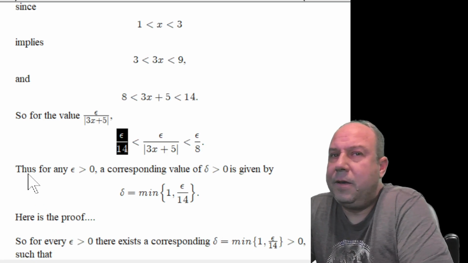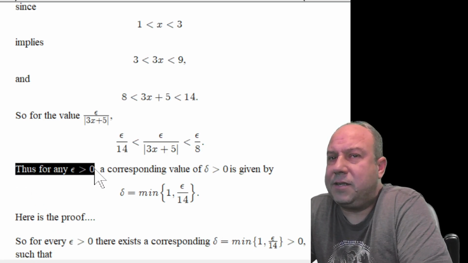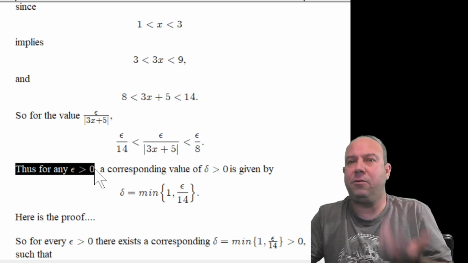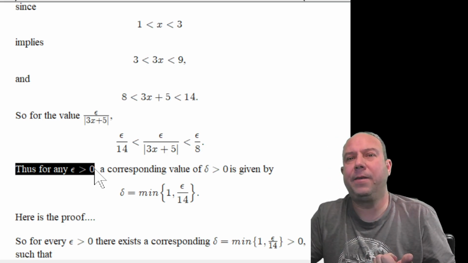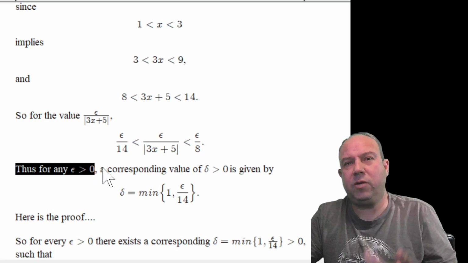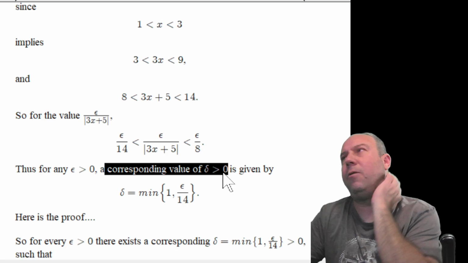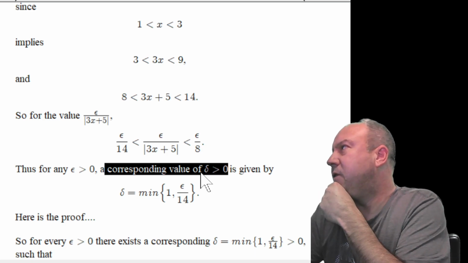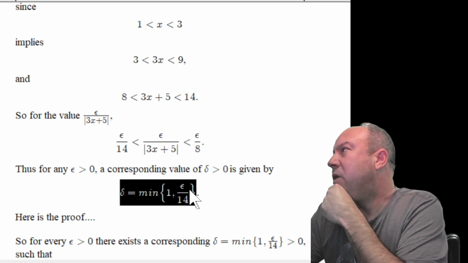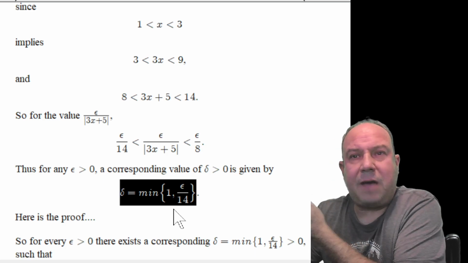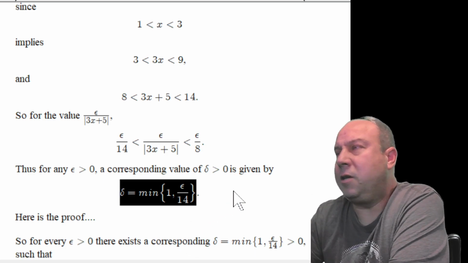Right? We are going to be looking at a scenario where epsilon could be any value greater than 0. So what we want to establish is that we do have a corresponding value of delta greater than 0, where our choice for delta, when we go to make that choice given a value of epsilon, is going to be based upon this argument here.